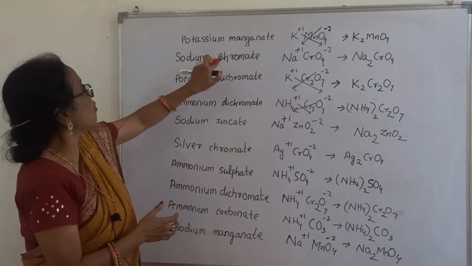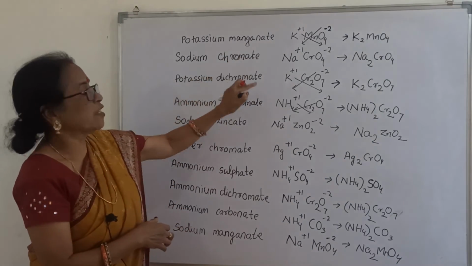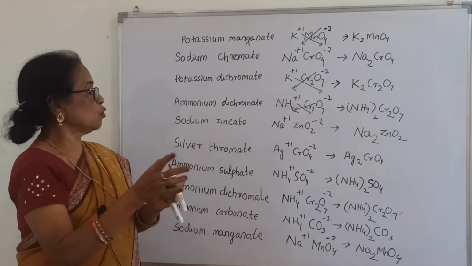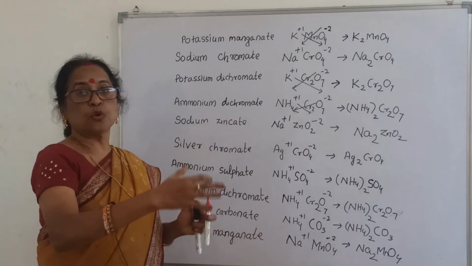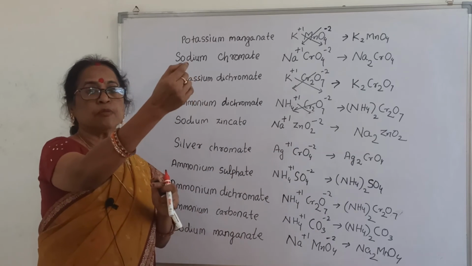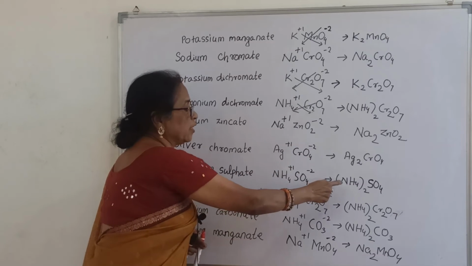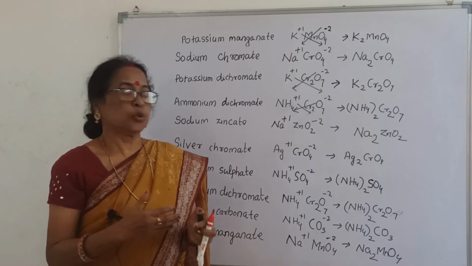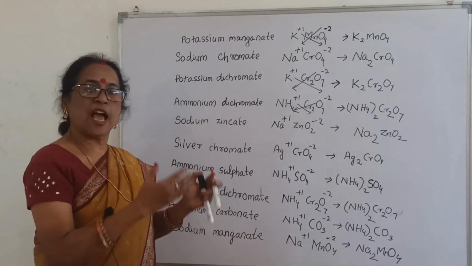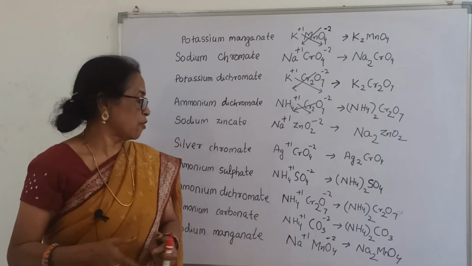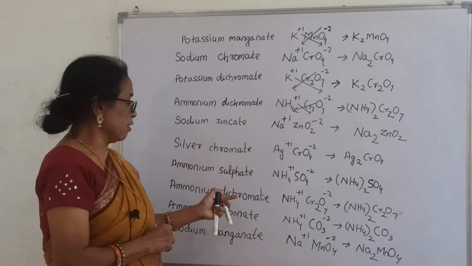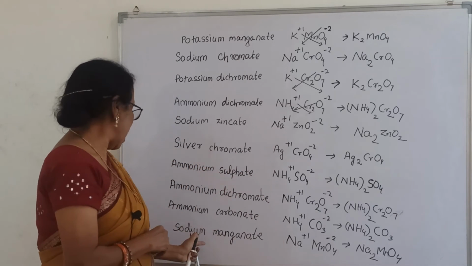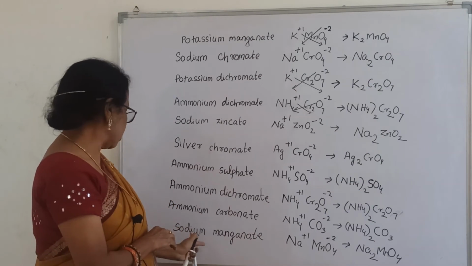And now again I want to explain potassium manganate MnO4 minus 2 and chromate CrO4 minus 2 and ammonium dichromate NH4 whole 2 Cr2O7. Similarly here Na2ZnO2 sodium zincate, silver chromate, that means 2 from chromate will come here. Ammonium sulfate, 2 will come here. And what is the formula? How can we say NH4 whole 2 SO4. Here ammonium dichromate, similarly NH4 whole 2 Cr2O7. Ammonium carbonate is also a very important compound in the chemistry lab. Ammonium is NH4 whole 2 CO3.